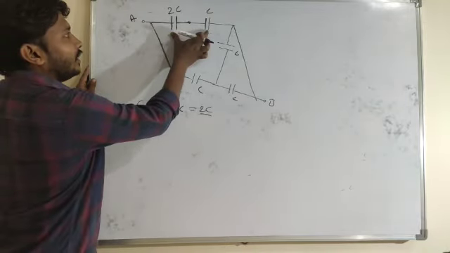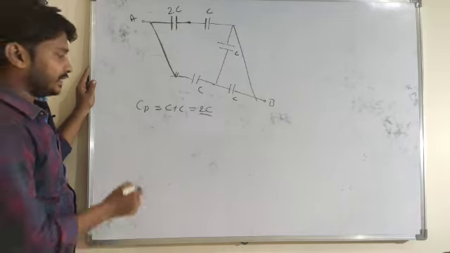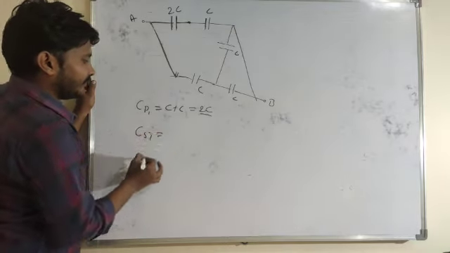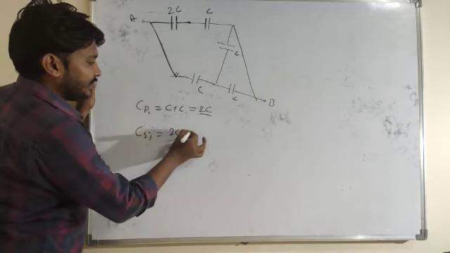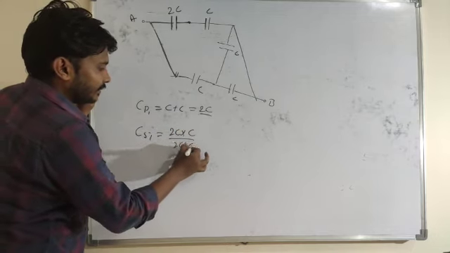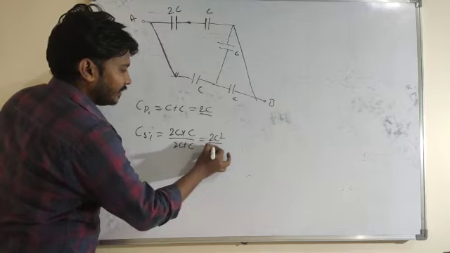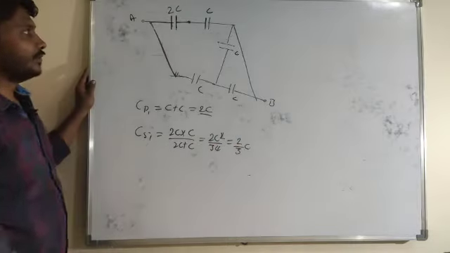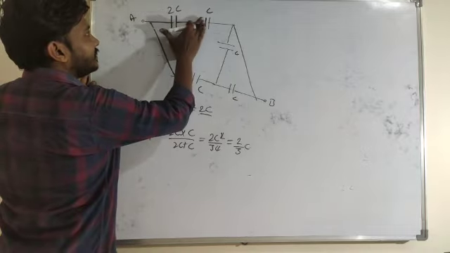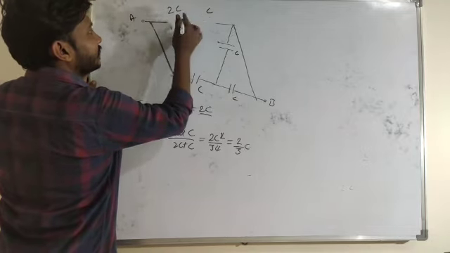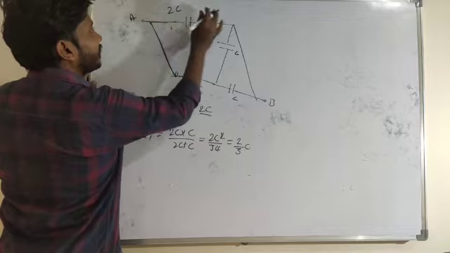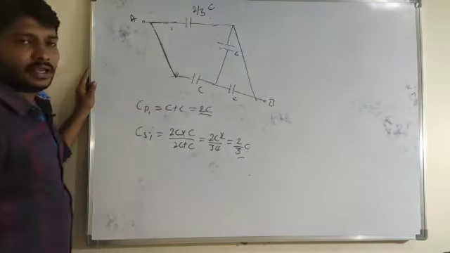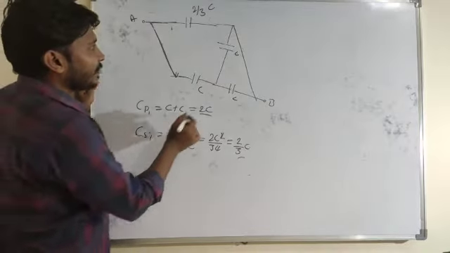Now look here. What is the nature of combination between C and 2C? That is series here. C of S1 is 2C into C divided by 2C plus C here. 2C square divided by 3C here, 2 by 3 C. Instead of two capacitances, I got a single capacitance. What is that value here? 2 by 3 C.